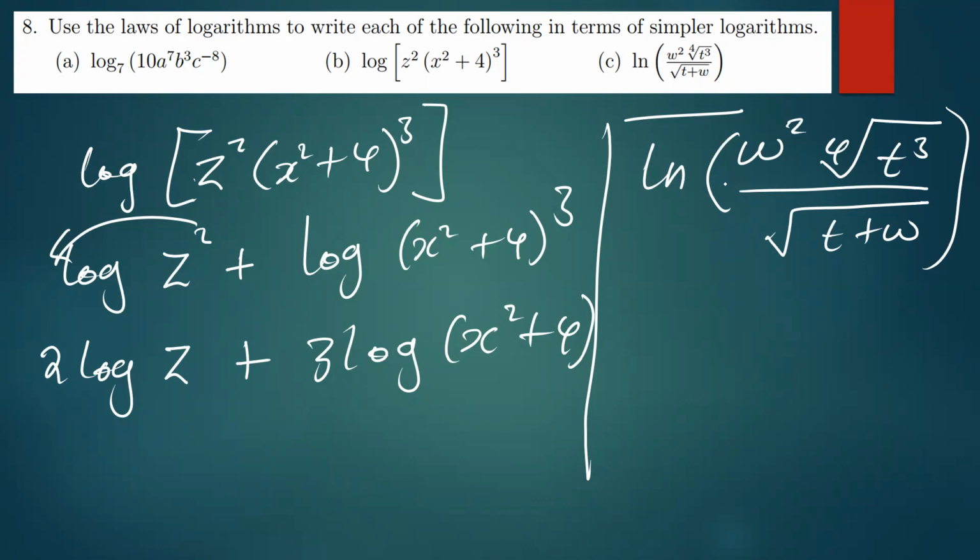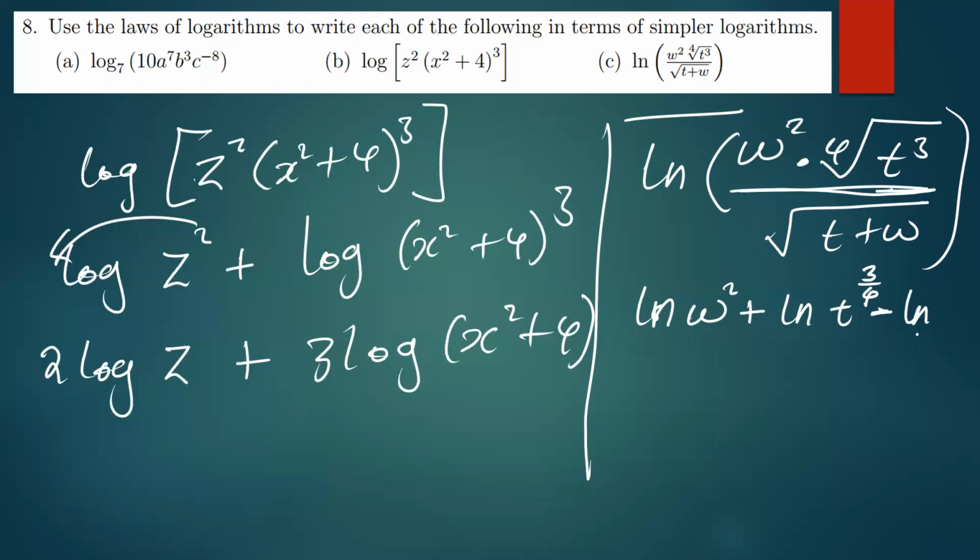So this one is also simple. Where there's division, it means that there's subtraction. So we can say ln omega squared. Where there's a multiplication, it means that there's addition. So we have ln omega squared plus ln, the 4th root of t to the power 3 can also be written as t to the power 3 over 4. And then we'll have another one, which is a minus. I'm going to write a minus there.